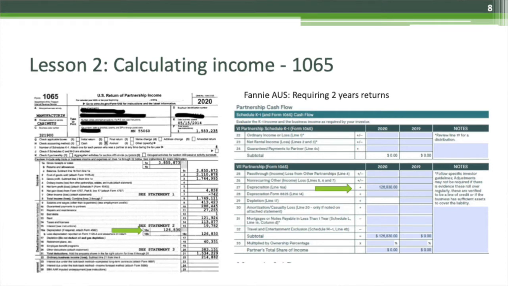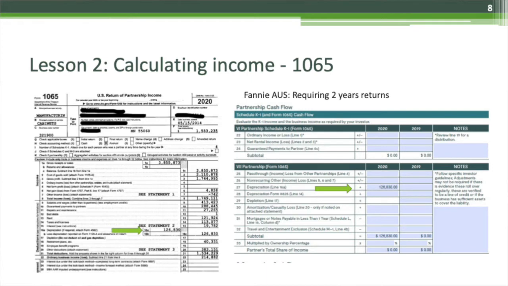Depreciation, line 16A. You go down to depreciation, line 16A, and that's where I'm getting this number, so we get to add that number back in because it's a positive number here. And then depletion, line 17. Line 17, and there's nothing there.